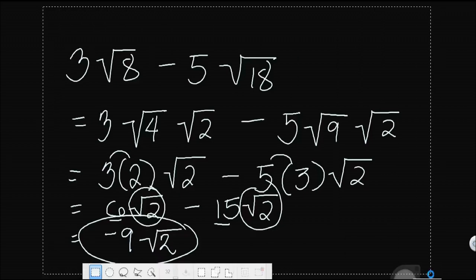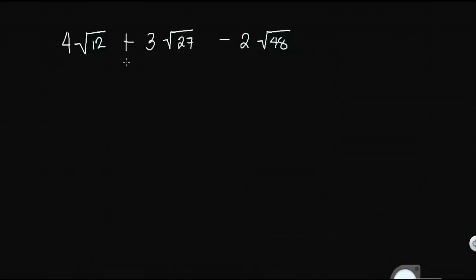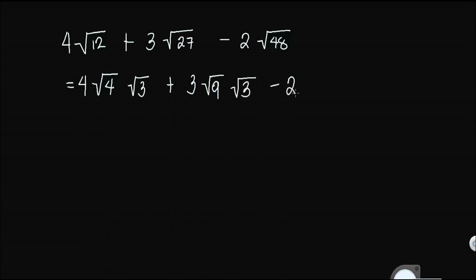For the next example, try this one. Feel free to pause this video if you know the answer. 4 square root of 12. 4 goes into 12. So 12 divided by 4, that is 3, square root of 3. So 3 times square root of 27. In this case, let's look for a perfect square number. 9 goes into 27, square root of 3. So 9 times 3 is 27.